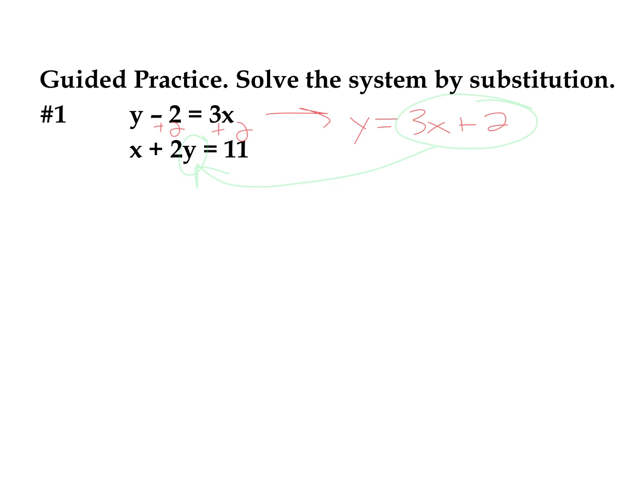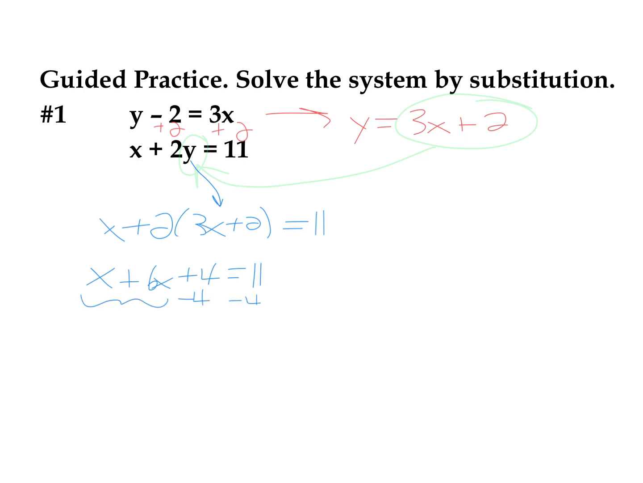So now I can take that second equation, and it's going to be x plus 2 times 3x plus 2 equals 11. I replace the y here with what it's equal to, 3x plus 2. And now I can solve this equation: x plus 6x plus 4 equals 11. I subtract 4 on both sides, and I'm going to combine my like terms here, x and 6x, to 7x equals 7. And then I can divide on both sides by 7 and get x equals 1.